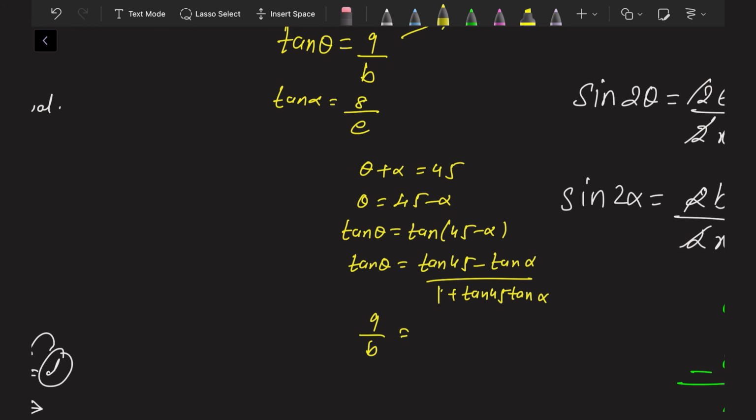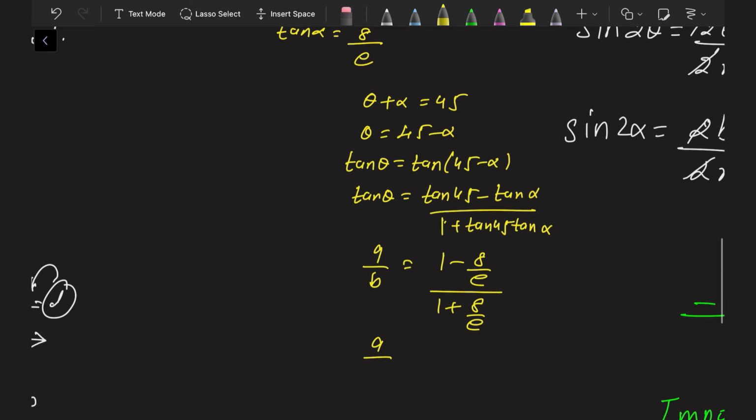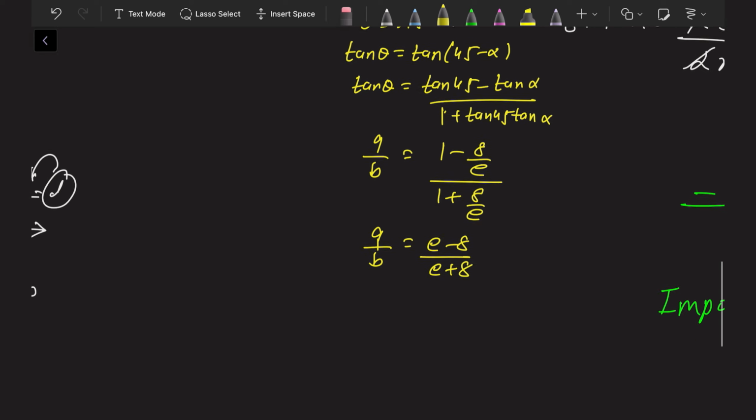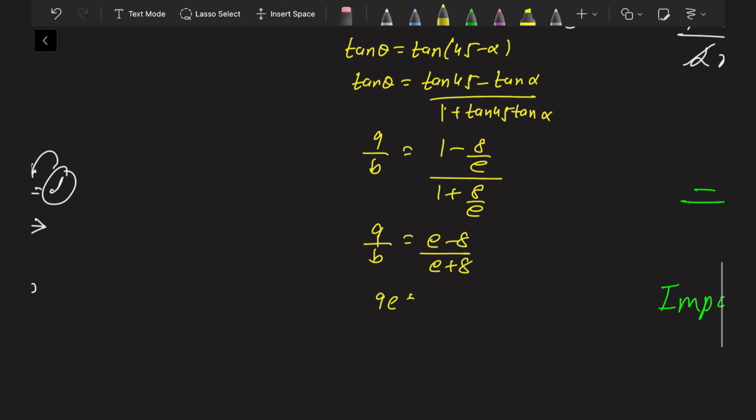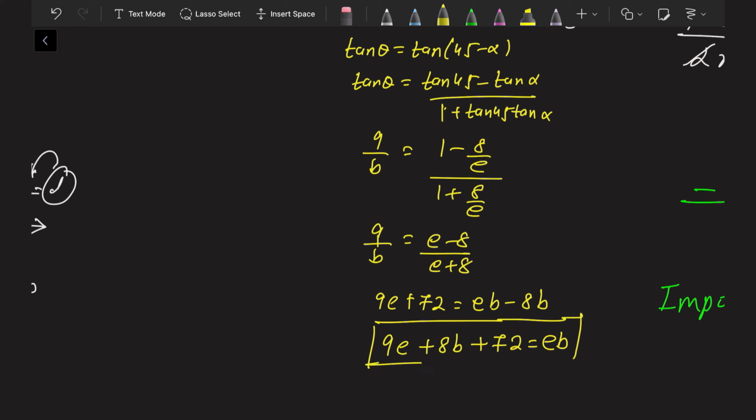It's 9 upon b. Tan 45 is 1, so 1 minus 8 upon e divided by 1 plus 8 upon e. So we'll have 9 upon b equals e minus 8 upon e plus 8. Cross multiplication will give us 9e plus 72 equals eb minus 8b. Hence 9e plus 8b plus 72 equals eb. This thing is important over here.